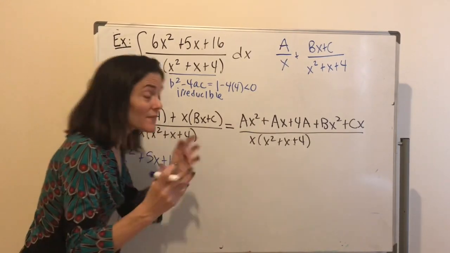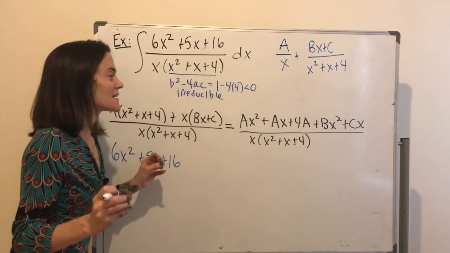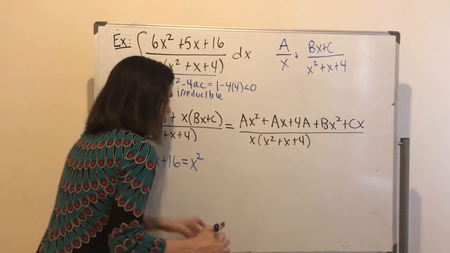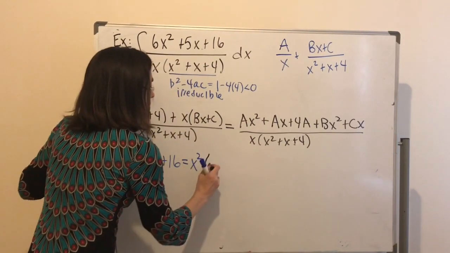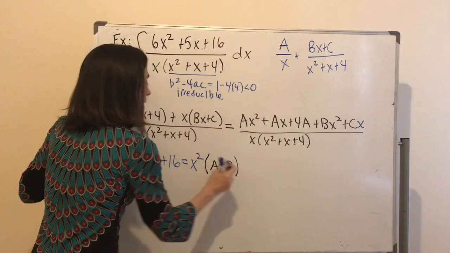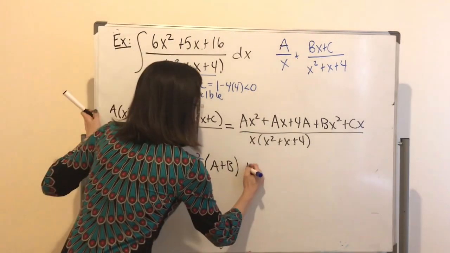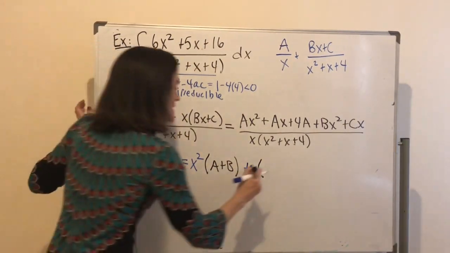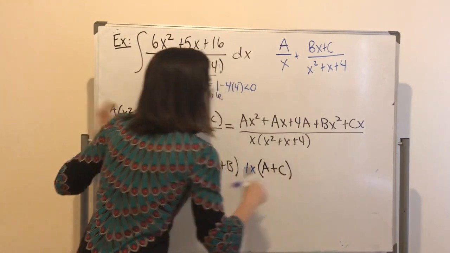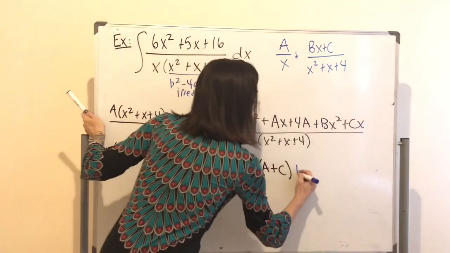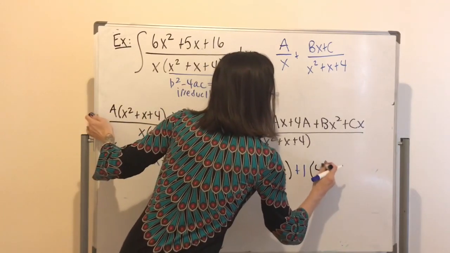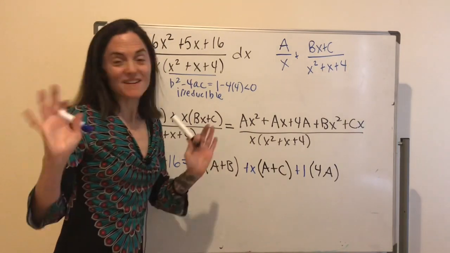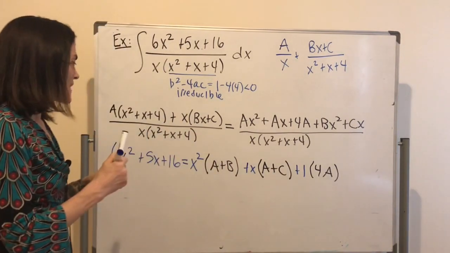But let's go ahead and group everything with the x squared, group everything with the x, group everything with the 1. So this will equal x squared times what? Well, I have a plus b. And then I will have plus x times a plus c. And then I have plus 1 times 4a. Okay, just like this, we will have 3 equations, 3 unknowns, solve for a, b, and c.